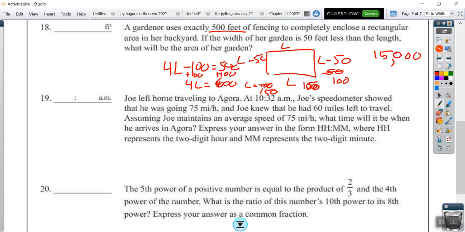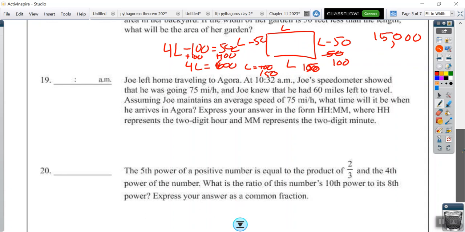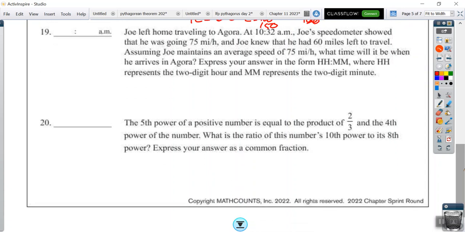All right, number 19. So we left home at 10:32, and we have 60 miles left to travel, and we're averaging a speed of 75 miles per hour. What time will he arrive?